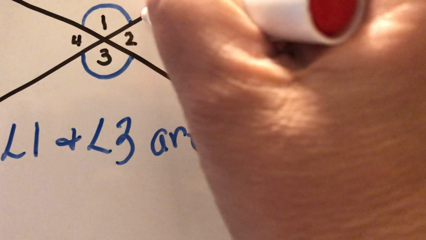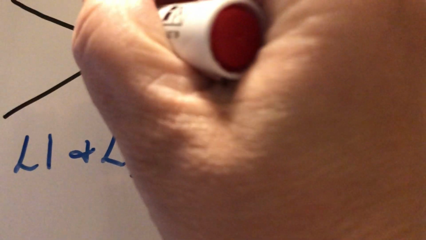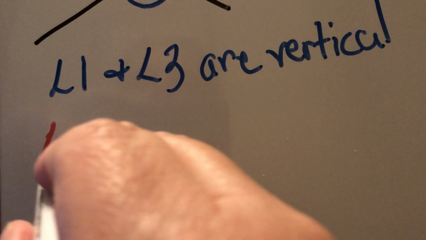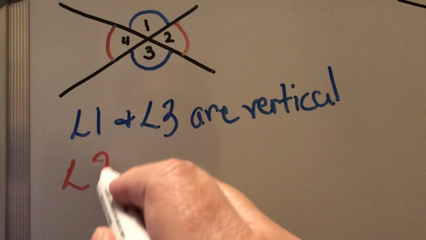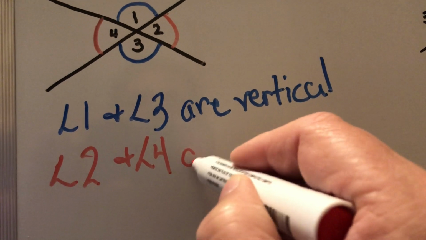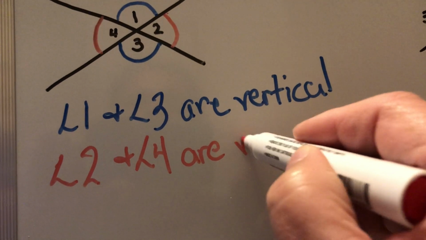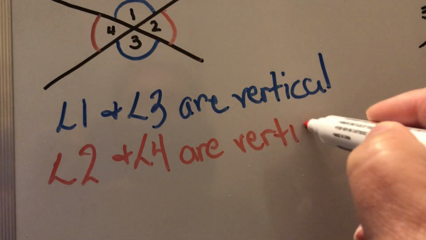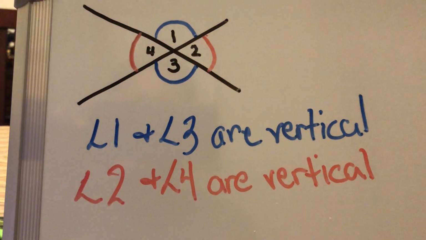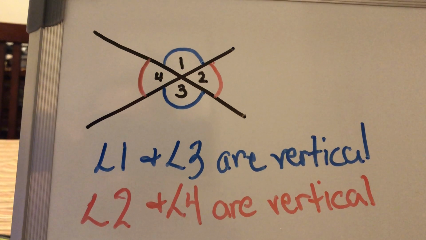That angle 2 is opposite of angle 4. So I can also say that angle 2 and angle 4 are vertical. And if they're vertical, I know that their angle measures are the same.